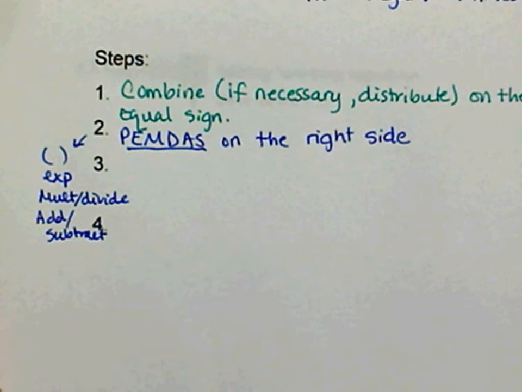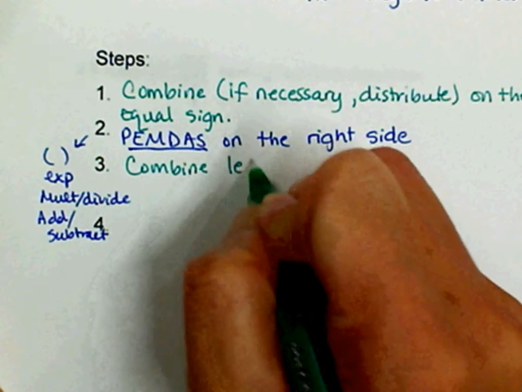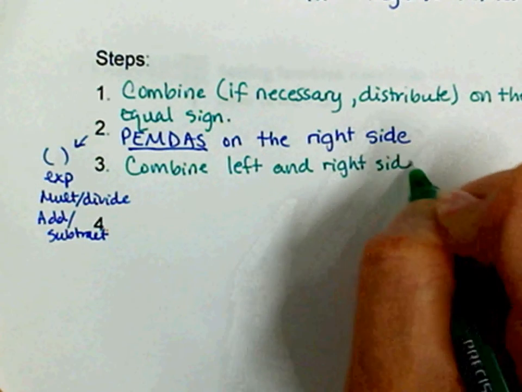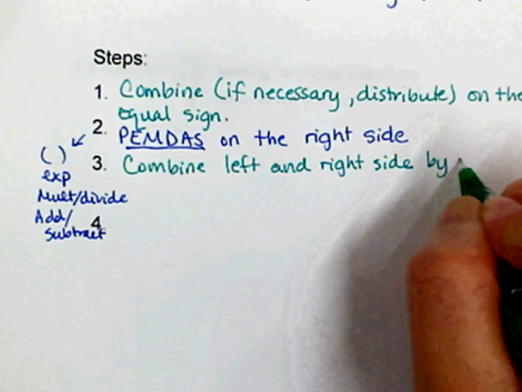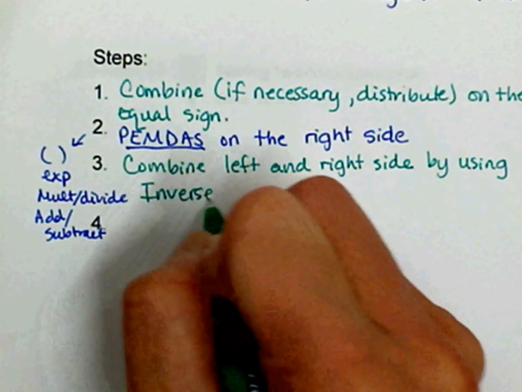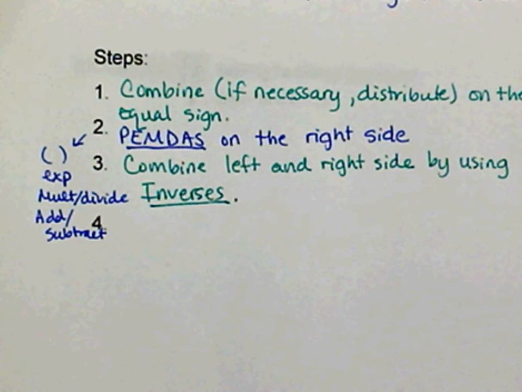Number 3. You're going to combine the left and the right side by using inverses. You remember inverses? Opposite of adding, subtracting; opposite of multiplying, dividing. So, we're going to combine the left and the right side using inverses.